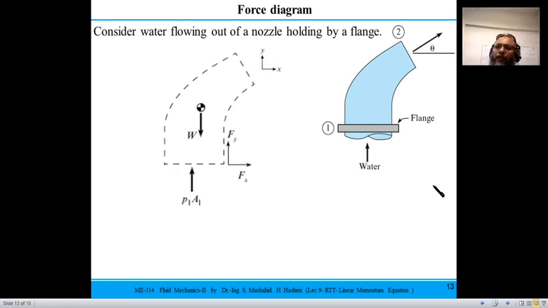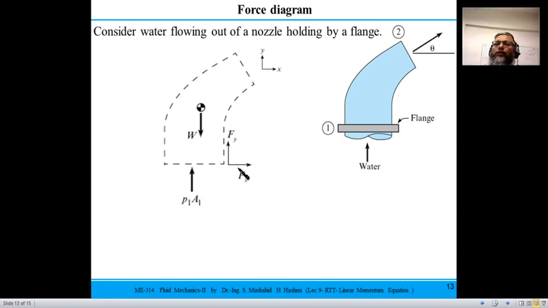So force diagram is nothing. For example, in the case of water flowing in a pipe bend, there is a flange which is holding the pipe bend. The weight of the water, the pipe and the flange is represented by a resultant vector W, which is acting downward. The pressure which is forcing the fluid into this bend gives a force vector, pressure times area.